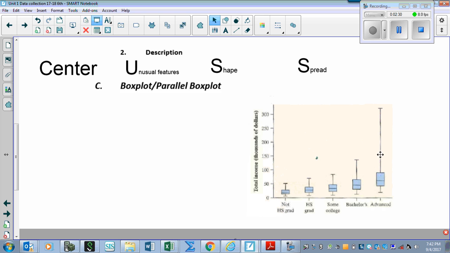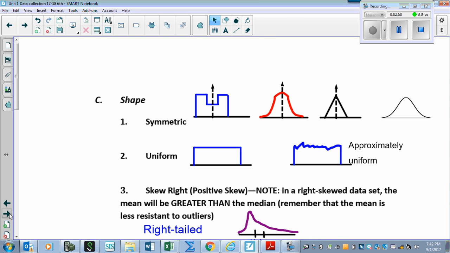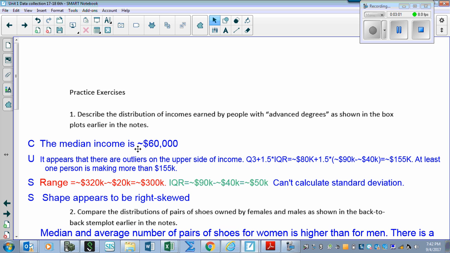So Q3 plus 1.5 IQRs would be about 80,000 plus 1.5 times 50,000. That would make your fence line 80,000 plus 75,000, about 155,000, and clearly there's at least one salary that's more than 155,000. So we can say there's an unusual feature, at least one right side outlier. That's our answer to the first example problem: median 60,000, unusual feature right side outlier, the range of 300,000 or the IQR 50,000, and it appeared to be right skewed.